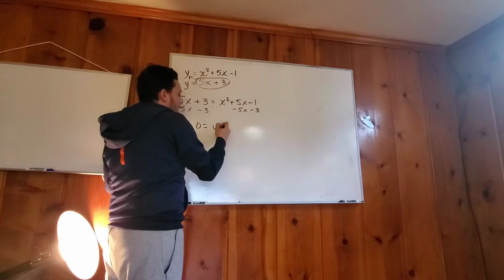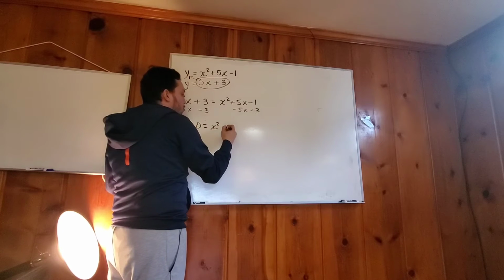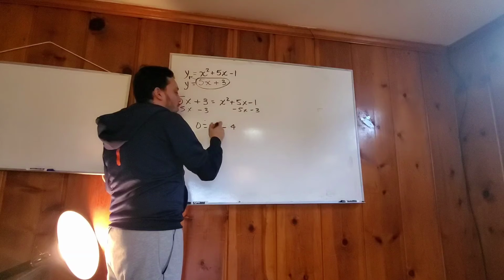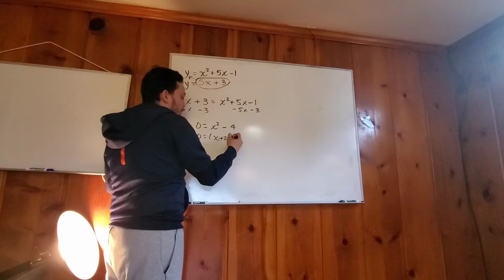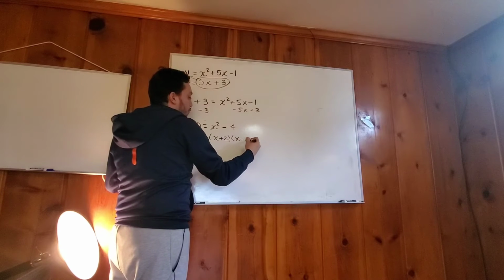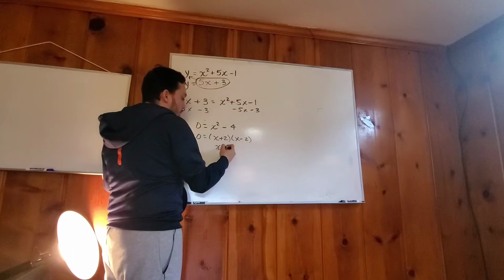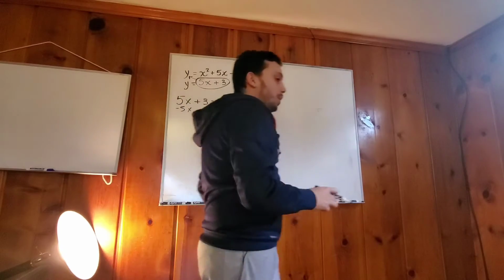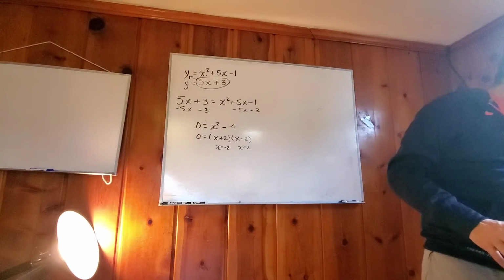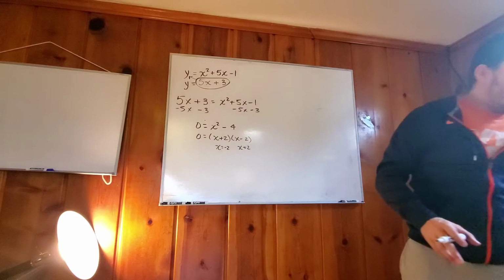So here would be the same thing as x squared minus 4. Oh, look at that. X squared minus 4 is the same thing as (x plus 2)(x minus 2). So this is going to be x equals negative 2 and x equals 2. So I got two answers, x equals negative 2 and x equals 2.